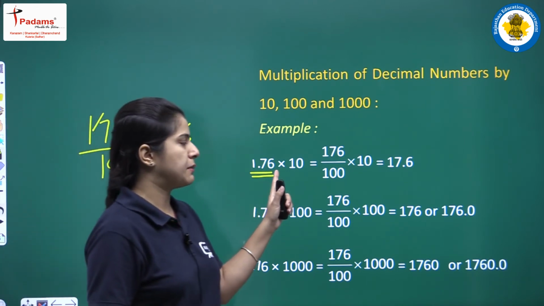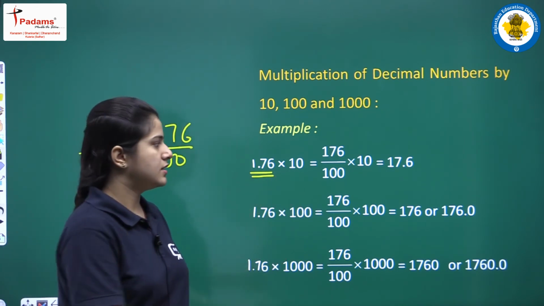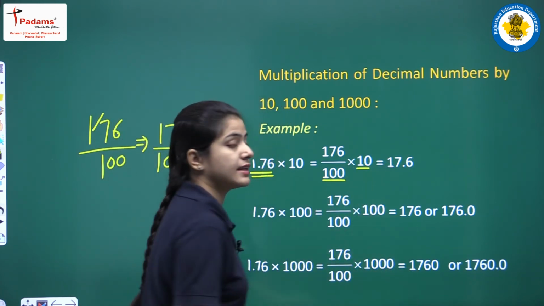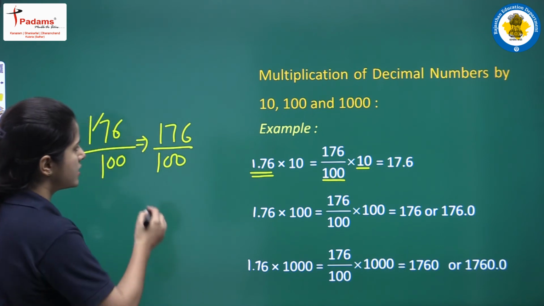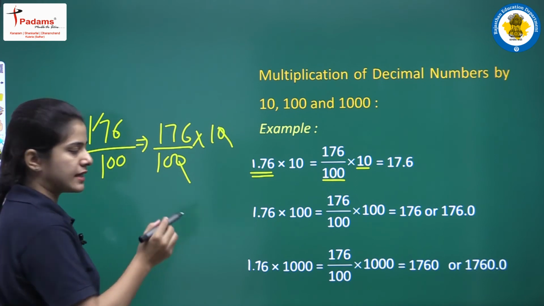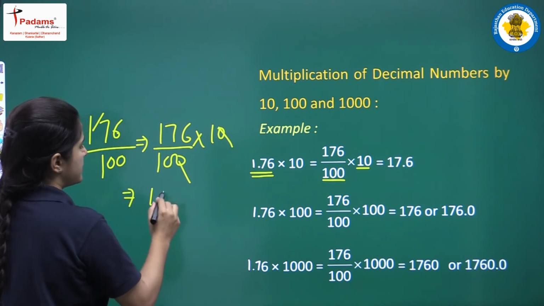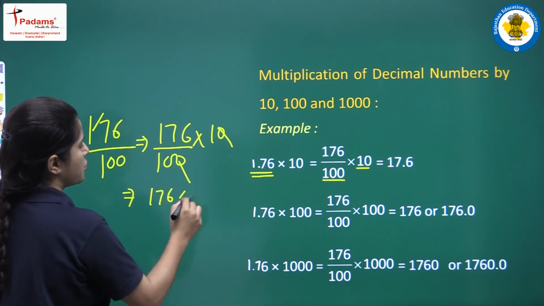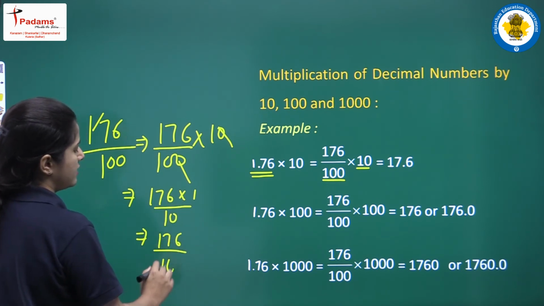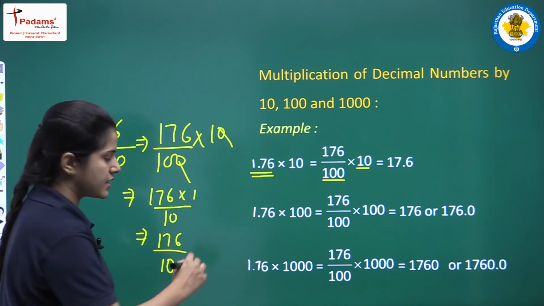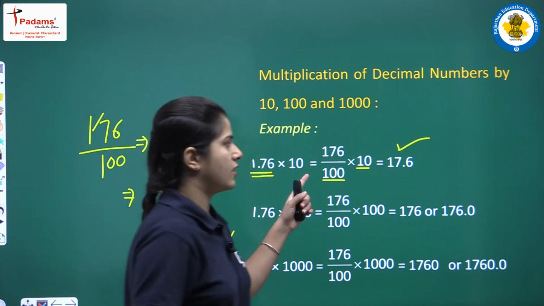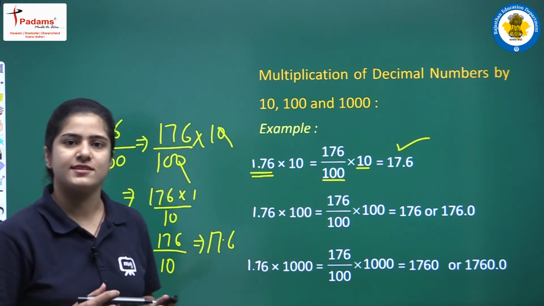Clearly, if you want to multiply this by 10, one 0 is in the denominator and one 0 is in the numerator, so that can be cancelled out. When it is multiplied by 10, the 0s will cancel out. So 176 into 1 upon 10, that is 176 upon 10. How many zeros are there? One 0. So keep the answer as it is and just place the decimal before the last digit. Alright students, this is your answer.